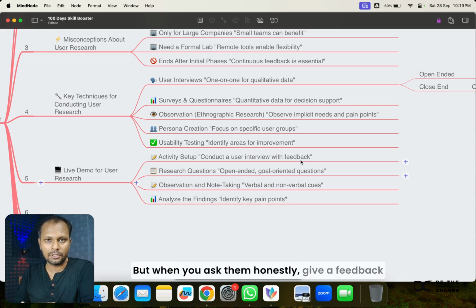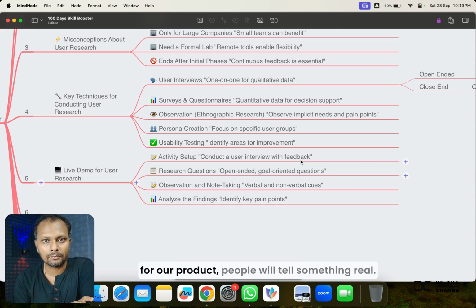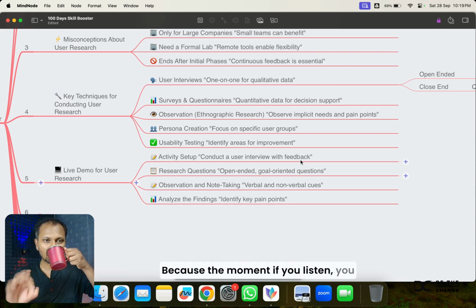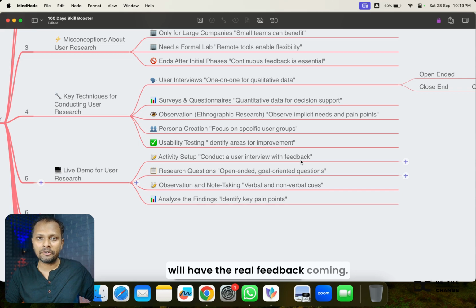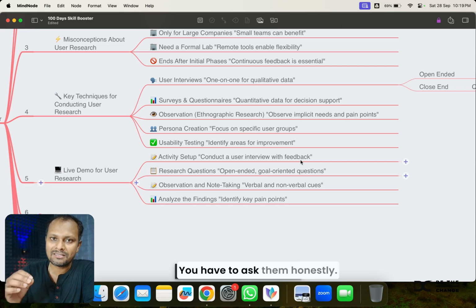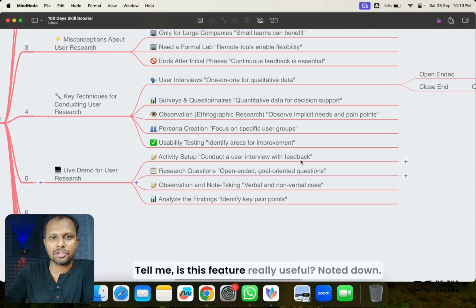But when you ask them honestly to give feedback for our product, people will tell you something real. You have to be patient enough to listen, because the moment you listen, the real feedback will come. Nobody tells you your product is bad. That's true, right? You have to ask them honestly, tell me, is this feature really useful?